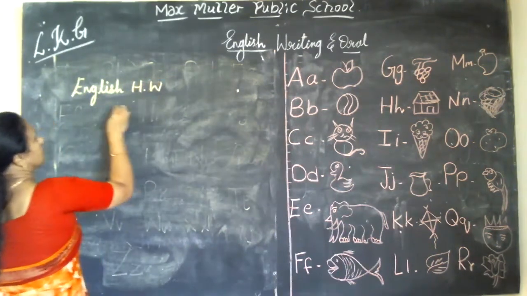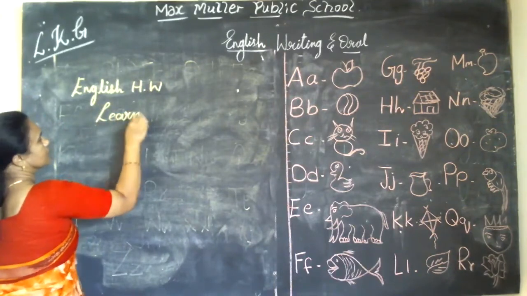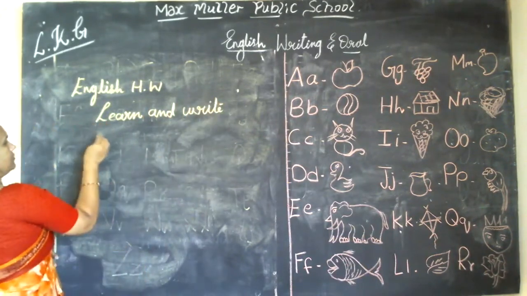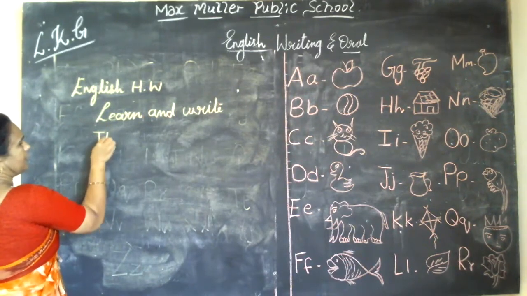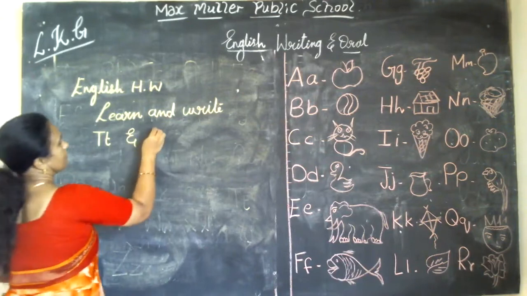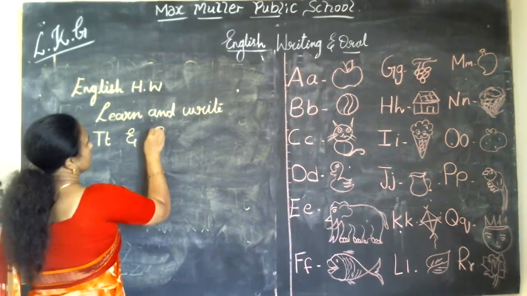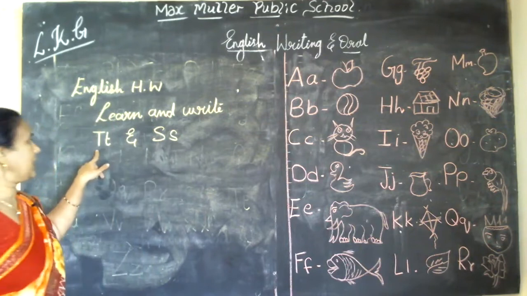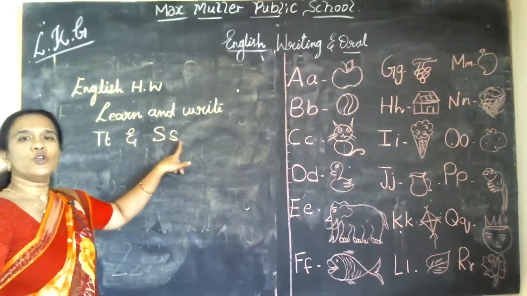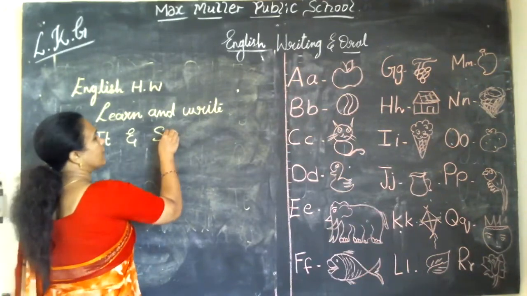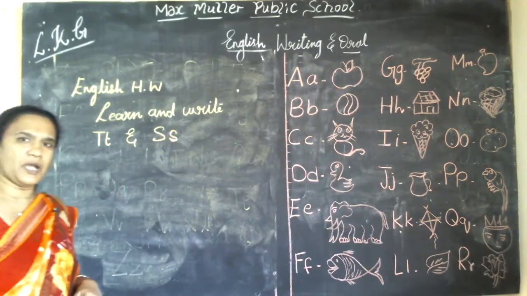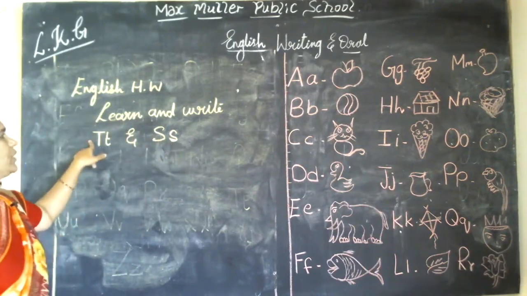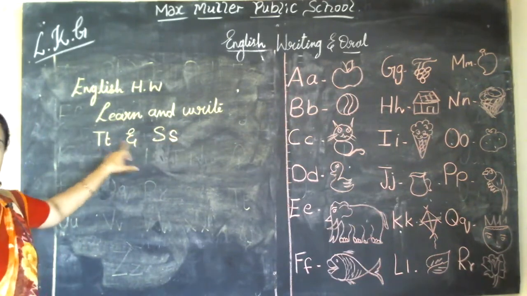English homework. Learn and write capital T and S. Capital T and capital S. Capital T, small t, capital S, small s. This is your homework. You have got homework book, no? Same thing you have to write in your homework book also. One page T and one page S. English homework, learn and write T and S.